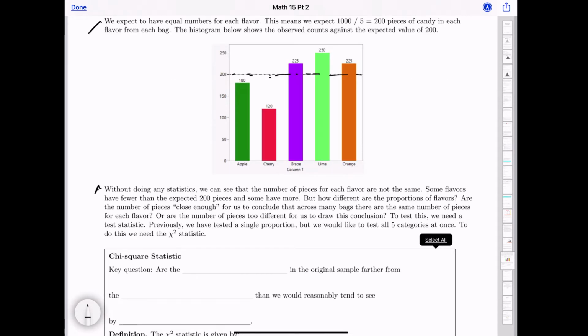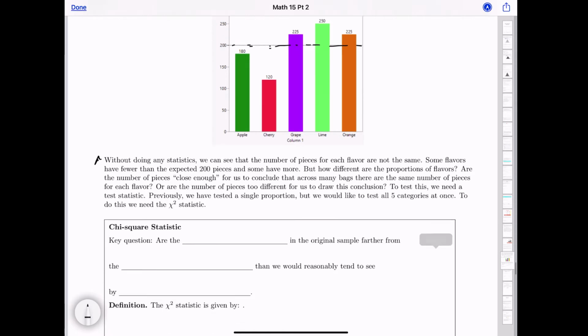The question is, how far away from 200 are our values? Are they so far away that we have evidence that the company is not being truthful? Or are our values close enough to 200 so that it could be due to random variation?